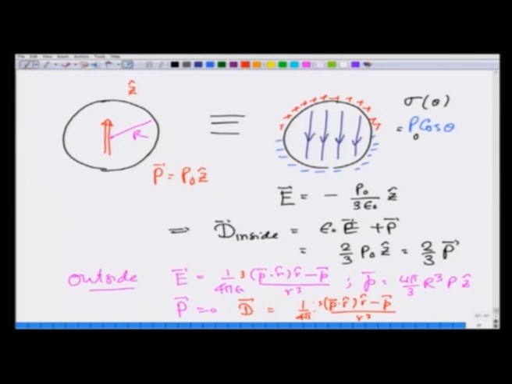So, in this lecture we have introduced a new quantity called electric displacement, which is epsilon 0 E plus P. Its divergence is equal to free charge in the system, and its curl is not 0, and it is related to polarization, and we have calculated some displacement for certain examples.